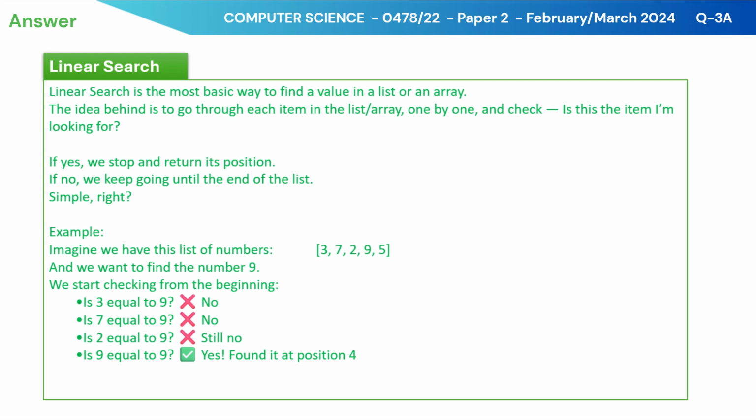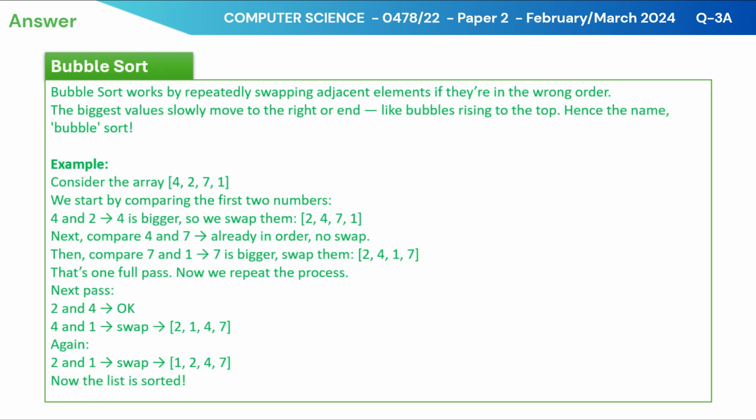Imagine we have this list of numbers, 3, 7, 2, 9, 5, and we want to find the number 9. We start checking from the beginning. Is 3 equal to 9? No. Is 7 equal to 9? No. Is 2 equal to 9? Still no. Is 9 equal to 9? Yes. Found it at position 4. Great. Now let's have an understanding of bubble sort.